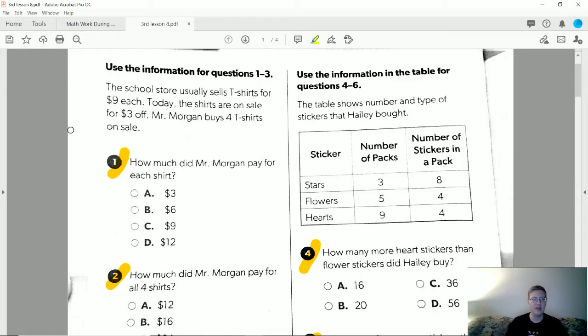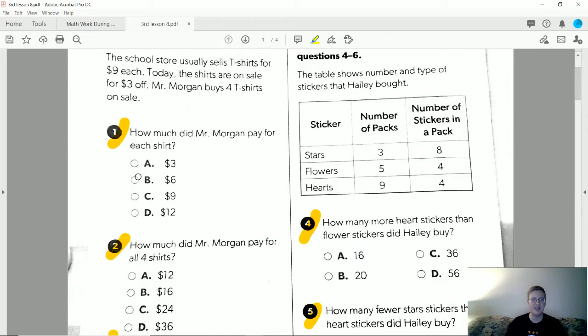Number one, we are working with t-shirts for $9 each. Today they are on sale for $3 off, which means each shirt is only going to cost $6. And so how much did Mr. Morgan pay for each shirt? That should be $6. Number two, how much did he pay for all 4 shirts?